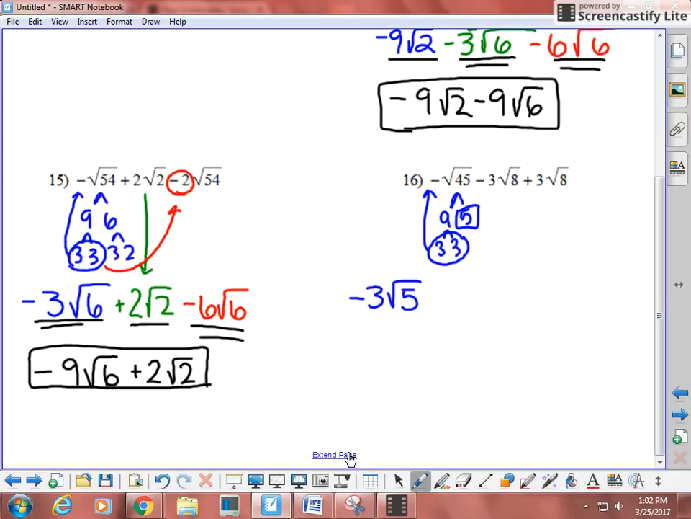Now I'm going to break down 8. Well, I don't even have to do that, really. Look at these two. I have negative 3 root 8 and positive 3 root 8. When I put those together, they're going to add up to 0. So those are going to go away. So this is really my final answer, and that's all that I had to do.